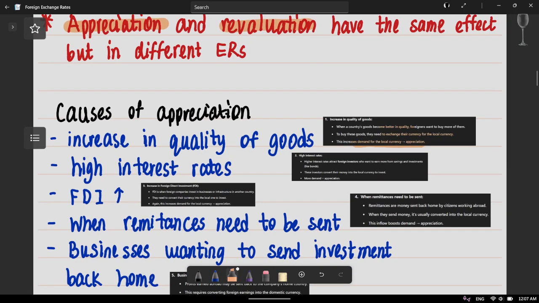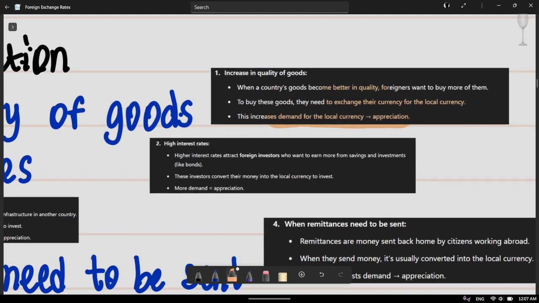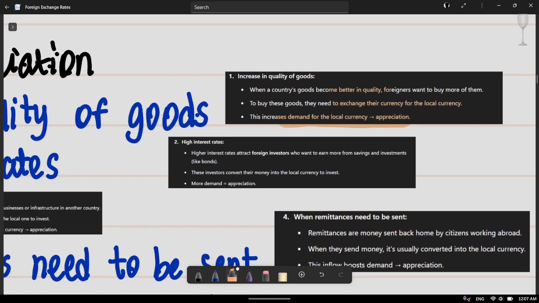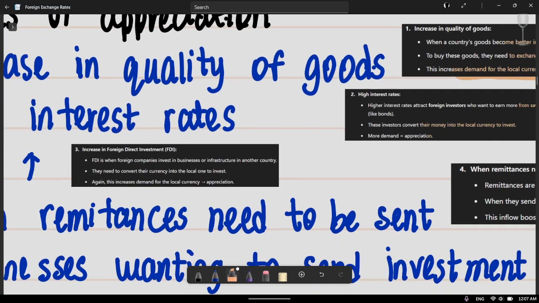Then we could also have high interest rates. Higher interest rates attract foreign investors who want to earn more from savings and investment, like bonds. These investors convert their money into the local currency to invest. In order for them to convert to the local currency, they need to demand it, right? If there's more demand, that will lead to appreciation.